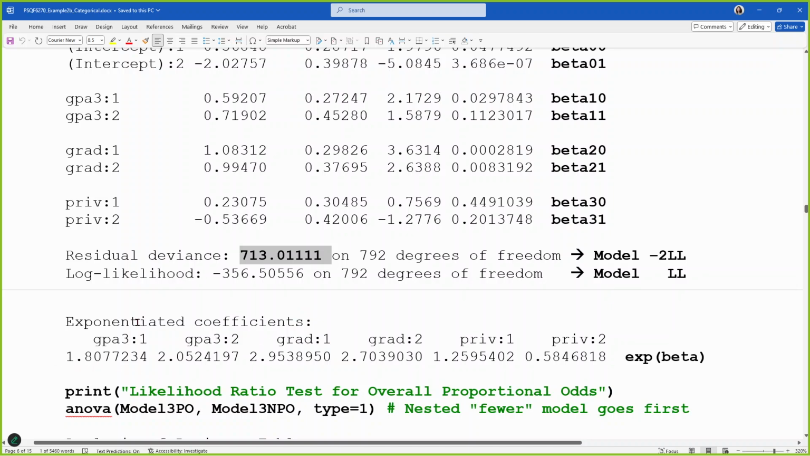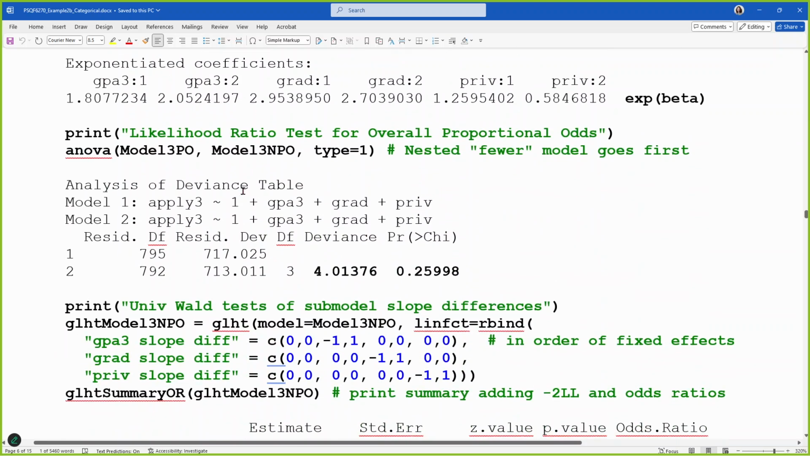And what are these things? Exponentiated coefficients. What have we been calling those? There we go. These are your odds ratios. E to the slope in logits. So that's what that means. So I have all of these things. These are all effect sizes.